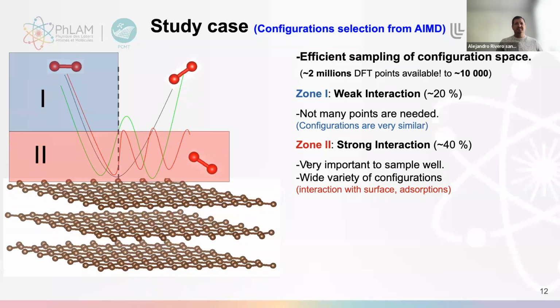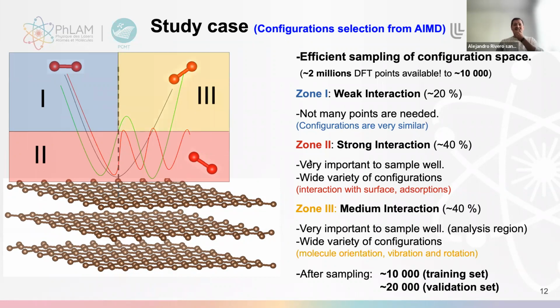The second region, the strong interaction region, is very important to sample well, because here we have all the interaction. We have the interaction with the surface and the absorption, and we have a wide variety of configurations. So from this region, we take around 40% of our configurations.